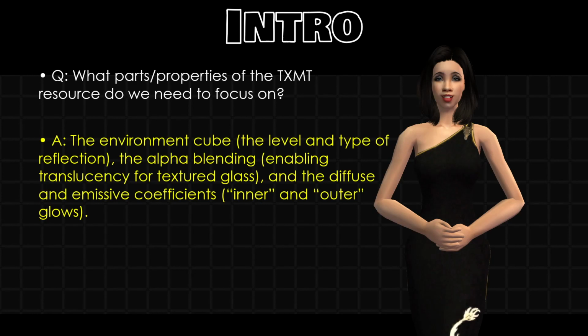What parts or properties of the TXMT resource do we need to focus on? First, there's the environment cube. That's how much the glass material actually reflects. The alpha blending, that is how it handles the TXTR, how it blends the TXTR into the material. And the diffuse and emissive coefficients. We can think of these as the outer and inner glows of the glass.